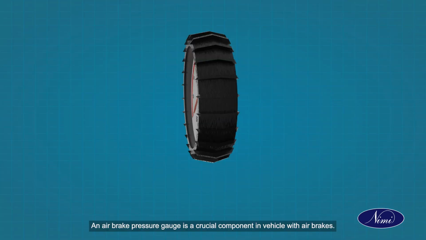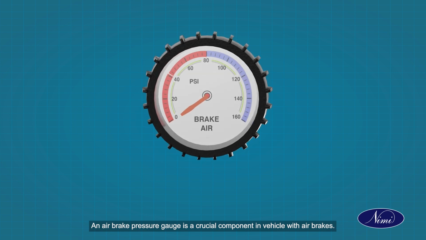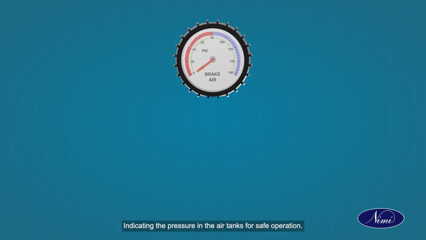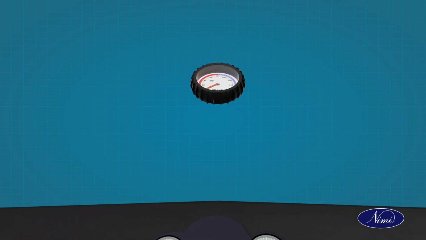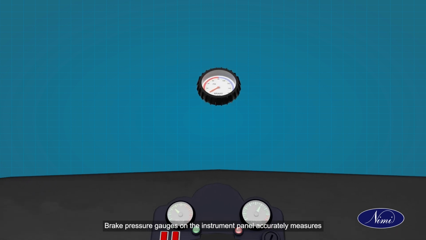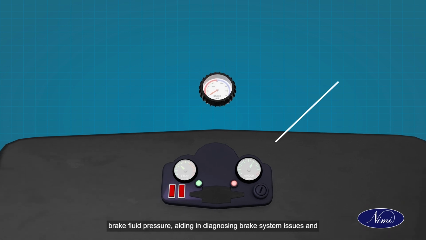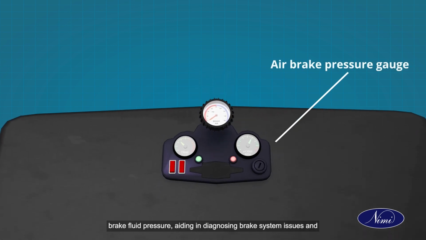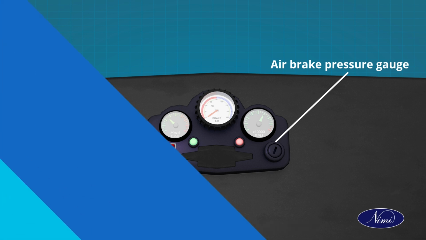An air brake pressure gauge is a crucial component in vehicles with air brakes, indicating the pressure in the air tanks for safe operation. Brake pressure gauges on the instrument panel accurately measure brake pressure, aiding in diagnosing brake system issues and ensuring proper brake operation.